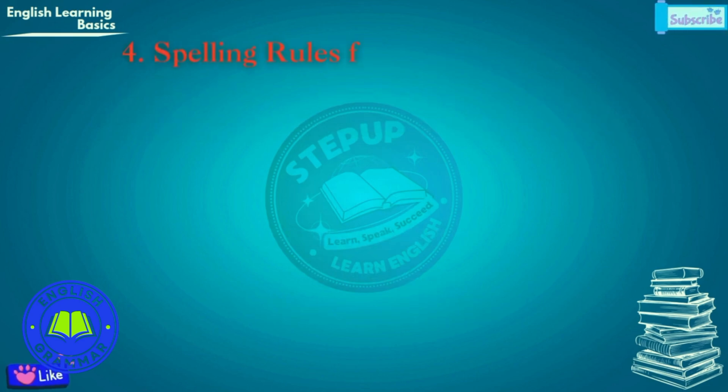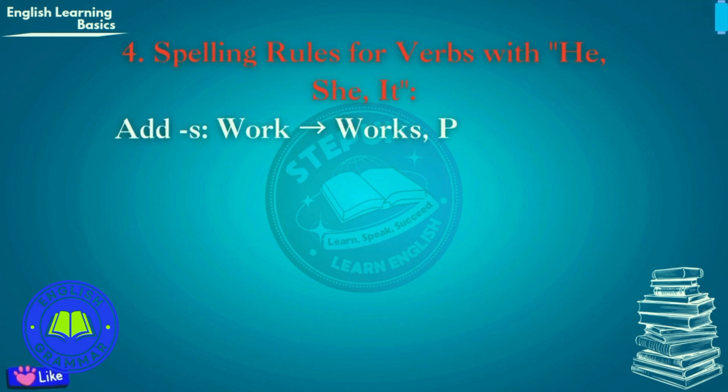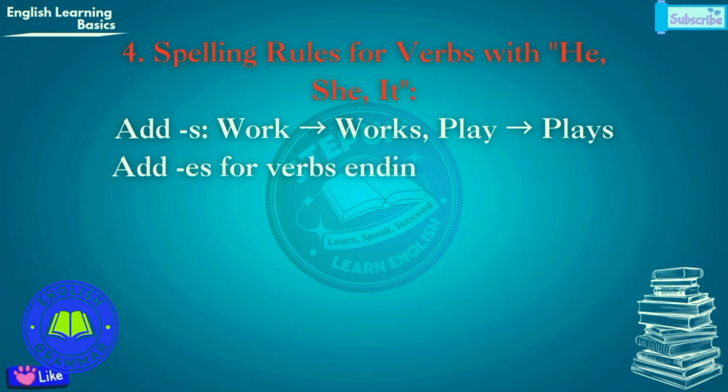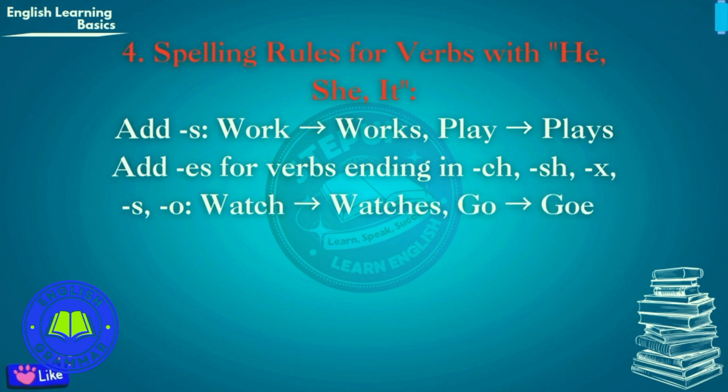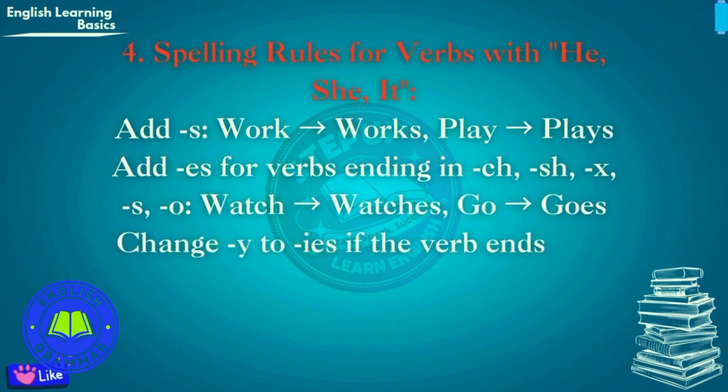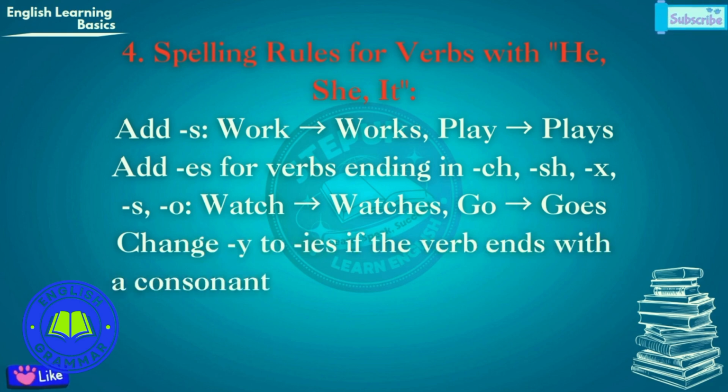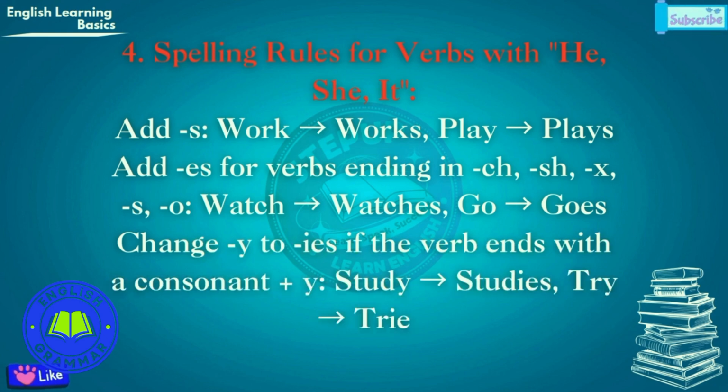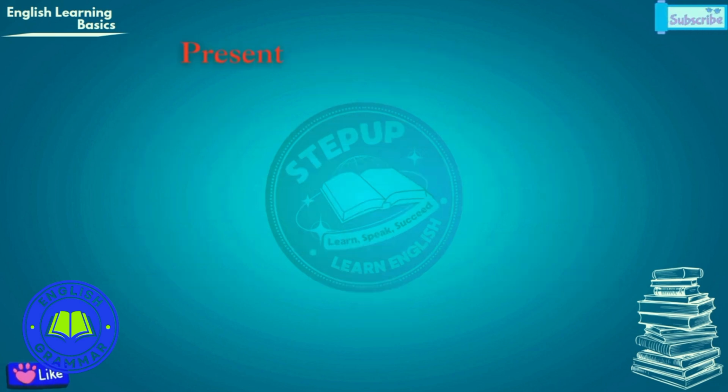4. Spelling rules for verbs with he, she, it. Add s: work, works; play, plays. Add es for verbs ending in ch, sh, x, s, o: watch, watches; go, goes. If the verb ends with a consonant plus y, change y to ies: study, studies; try, tries.